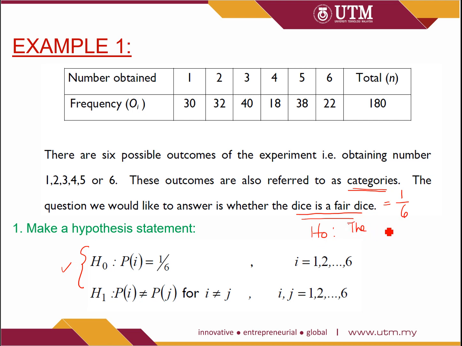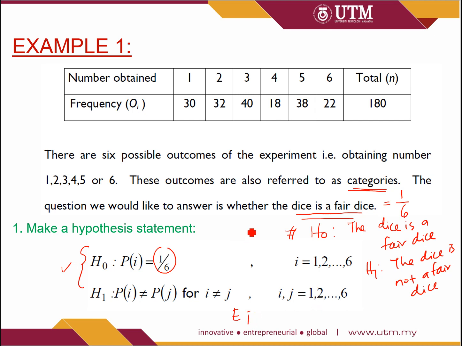The dice is a fair dice. Okay, and your alternative is the dice is not a fair dice. So you can write your hypothesis statement like this as well. However, don't forget that you need to find the probability of the fair dice, which is 1/6, because you will need this probability to find the value of your expected value.